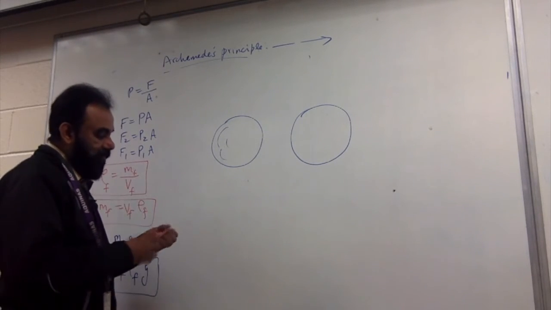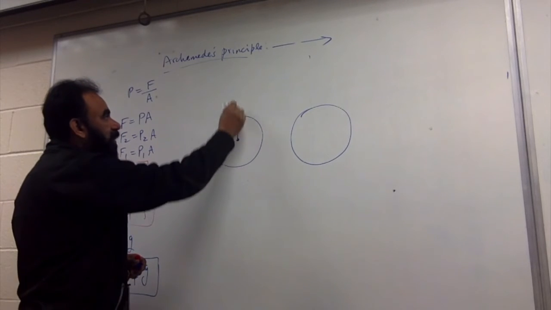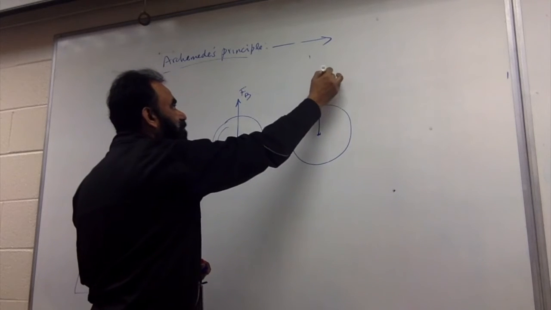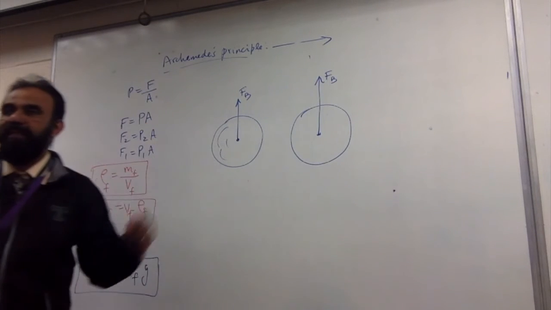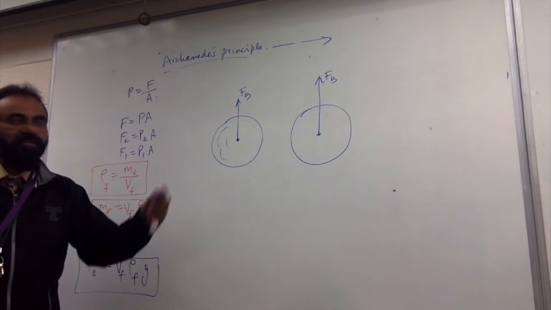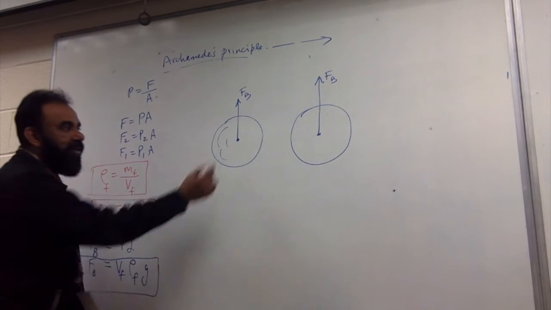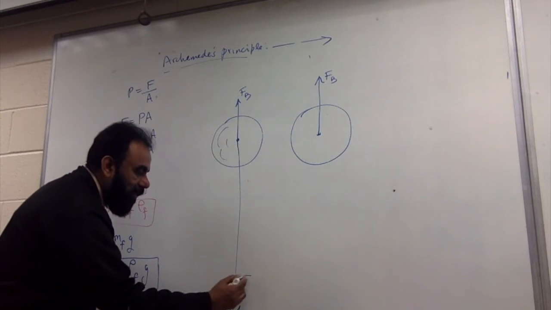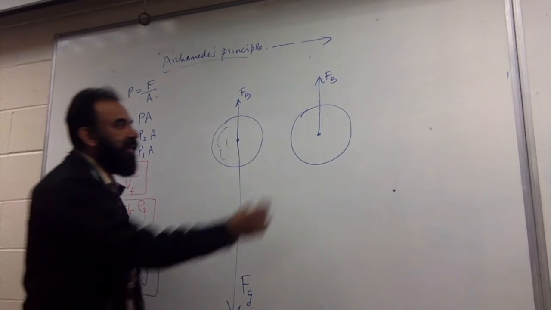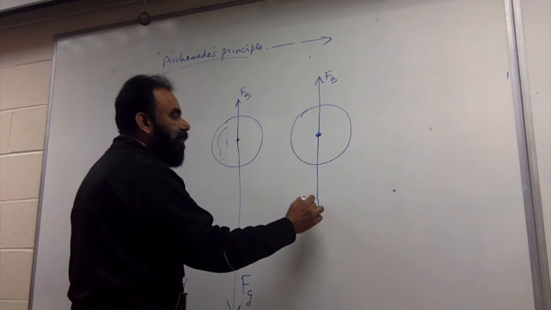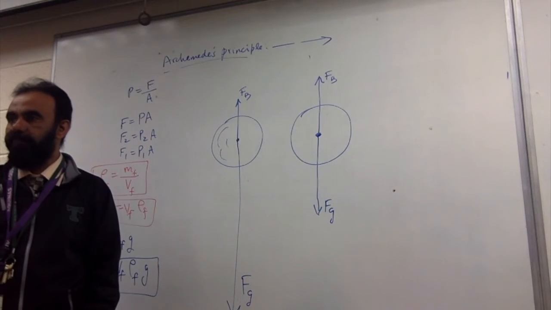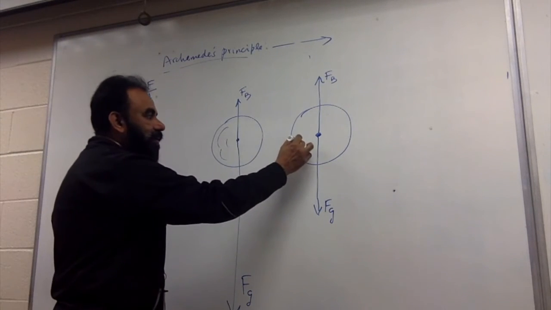Watch. The buoyant force on this is FB. The buoyant force on this is also FB. They're both the same. Look at the arrows. But then why is this falling so quickly and the other one doesn't fall that quickly? It's because the weight Fg is much bigger on the bowling ball. And the weight of this balloon is a little bigger than the buoyant force. Can you see that? Because it's air.